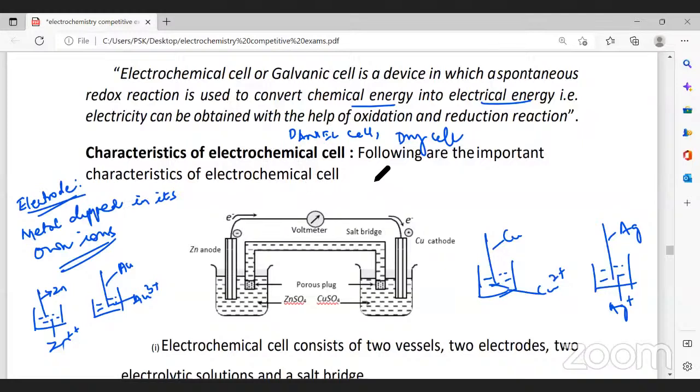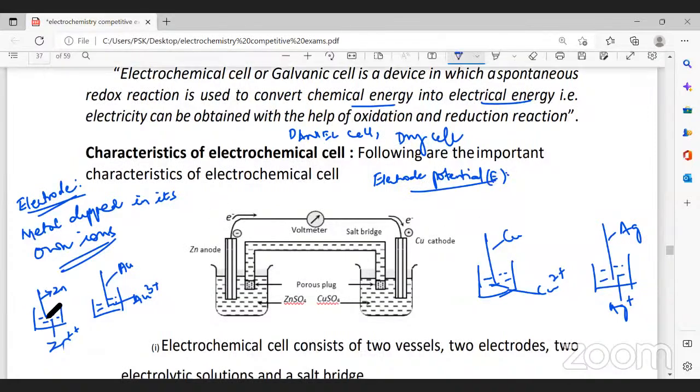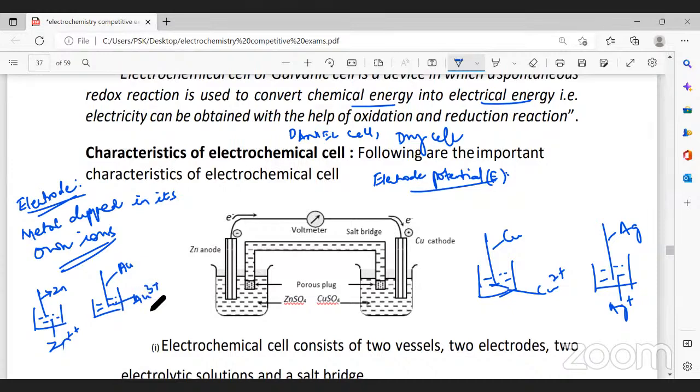Now, the next definition you have to understand is electrode potential. This electrode potential is represented by the letter E. What is this electrode potential? If you take any of the electrodes we have spoken about, the metal and the ions will be in equilibrium. That means copper will be in equilibrium with copper 2+ ions. There is an interface, a junction at which the metal is in contact with its own ions. At this junction, a potential will be developed. That potential is called electrode potential.